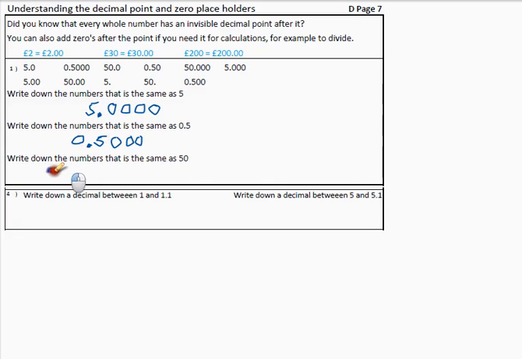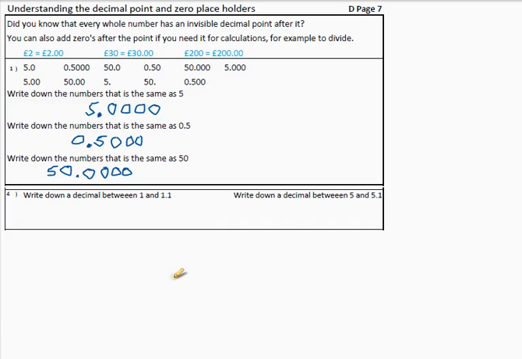Same with 50. 50 has an invisible point there. It stays 50. 0 in the units, 5 in the tens. And then there could be as many zeros as you like, but it is still 50. Okay, write down a decimal between 1 and 1.1. Pause the video and think about that.